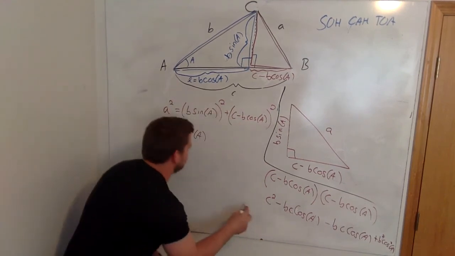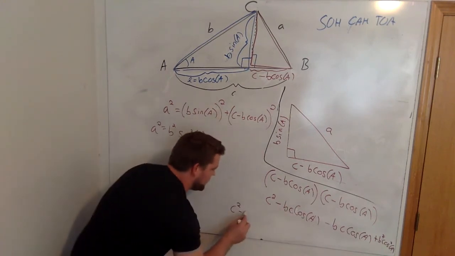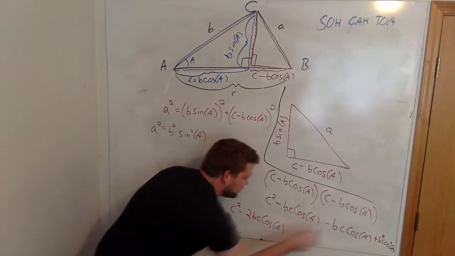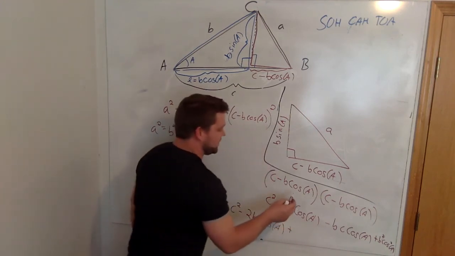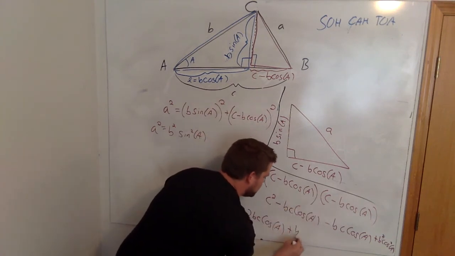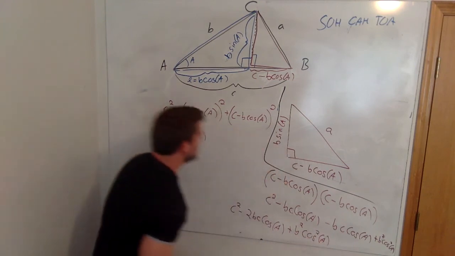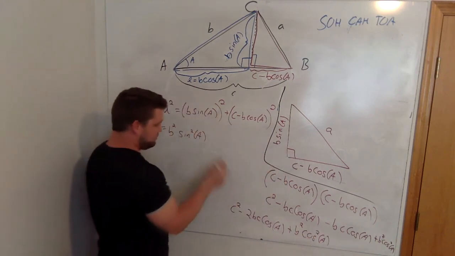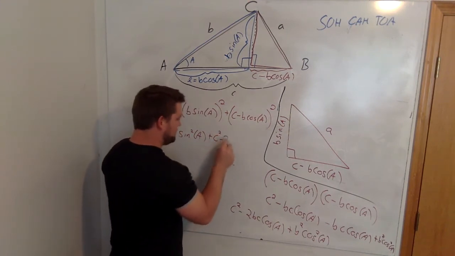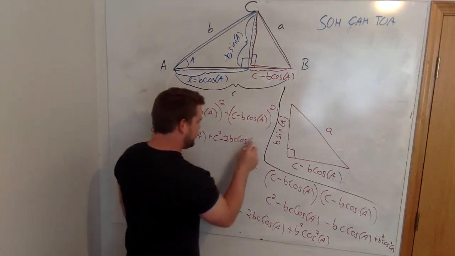What do we have? This is all a c squared. Well, we have two of these, so minus 2bc cosine of A, plus, when we multiply, the L in FOIL, we get plus, because there are two negatives, b squared times the cosine squared of A. Okay, so we FOILed it out. Let's see what we get. Let's put that right here. Plus we get c squared minus 2bc times the cosine of A.